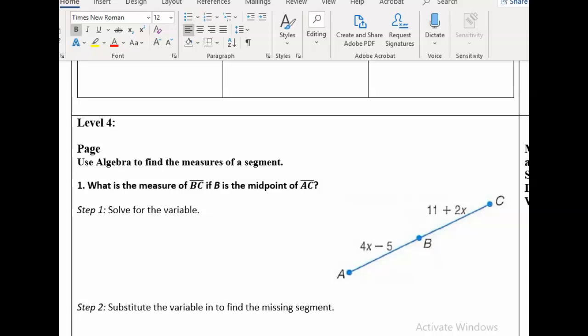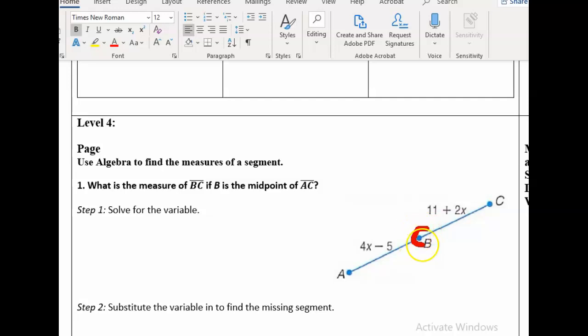Okay, now we're starting with midpoint, part 2. Now remember that the midpoint divides a segment into two equal parts. Here we have an equation, our problem, which says, what is the measure of line segment BC if point B is the midpoint of AC?